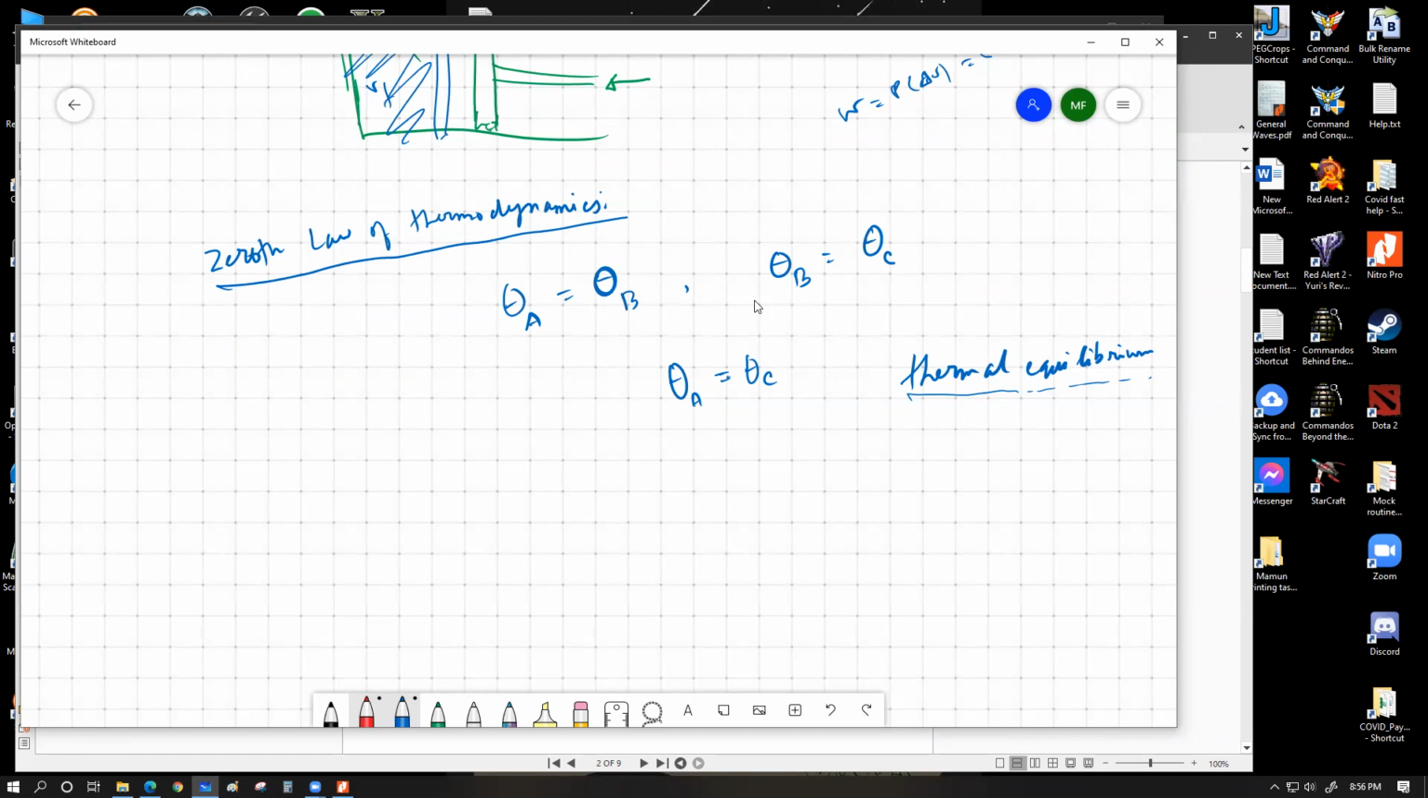That's the concept for thermal equilibrium. So the actual Zeroth Law of Thermodynamics says: if object A is in thermal equilibrium with object B, and if object B is in thermal equilibrium with object C, then object A and object C are also in thermal equilibrium. So I just replace the word temperature with the phrase thermal equilibrium, because that's how it was mentioned. That's a pretty important bit.